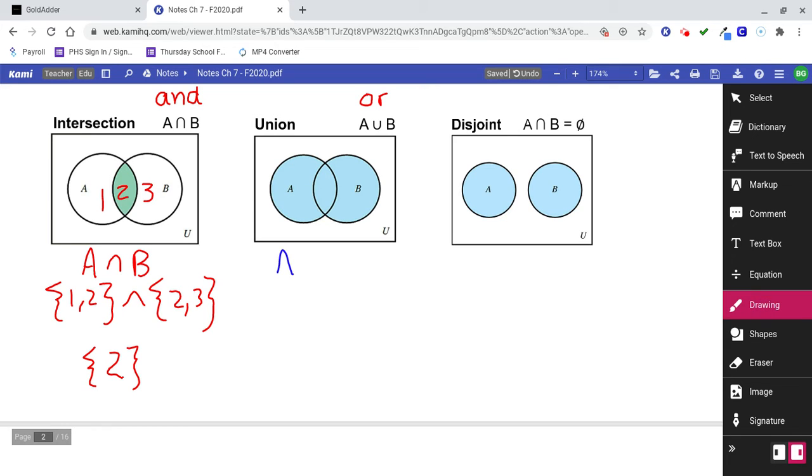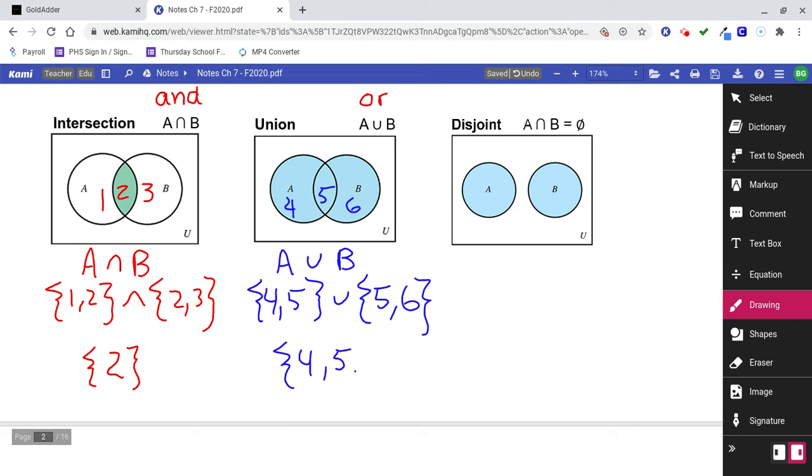So let's look at the union of A and B. So let's call 4, 5, 6 right here. Set A has elements 4 and 5. Set B has elements 5 and 6. If you think about this as the word or, I want the number or numbers that are in the left side or the right side, or both. You can write them all. 4, 5, and 6 are all on either the left or the right. And they're all in either set A or set B.